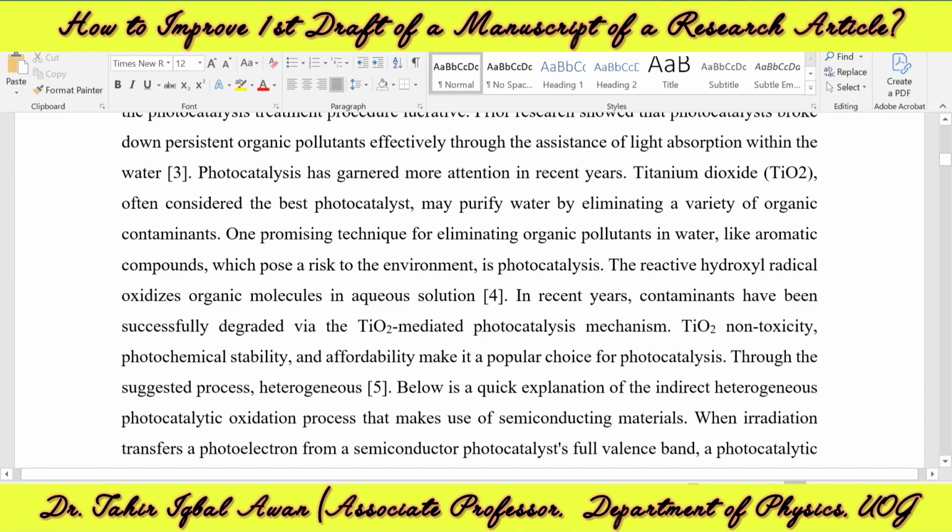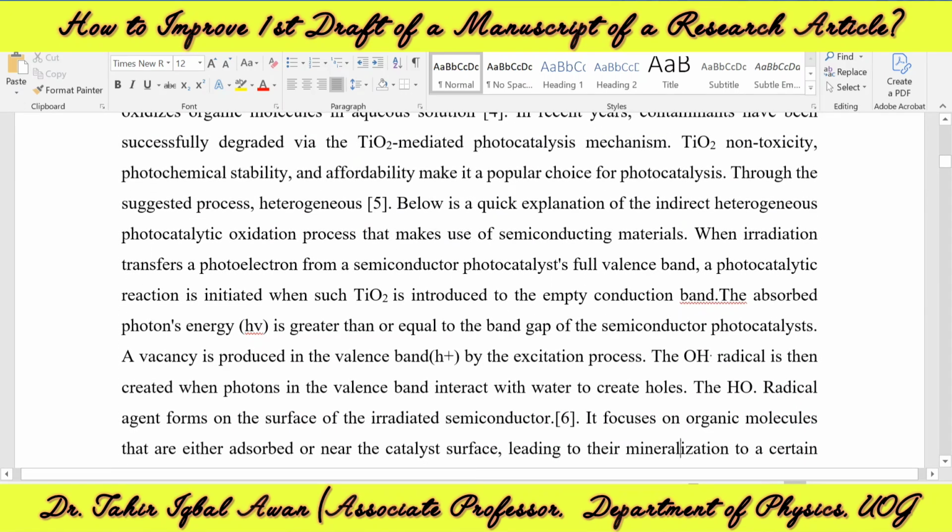So I would always suggest that you don't start a sentence straight away with the abbreviation. The TiO2 would be good enough. There should be the addition of "the" before TiO2, and then it's good. So let's move on.